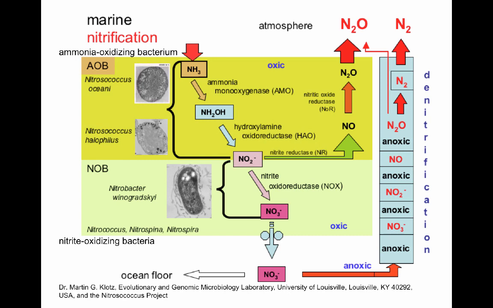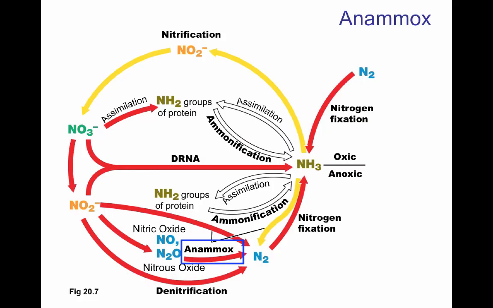Nitrite is later going to be completely oxidized into nitrate, and nitrate, for example, can go down into the ocean floor. What we're going to look at later is the arm here on the right, denitrification, which is the process in which nitrate is converted into nitrogen gas. One other reaction that I want to discuss before that is the Anammox reaction.